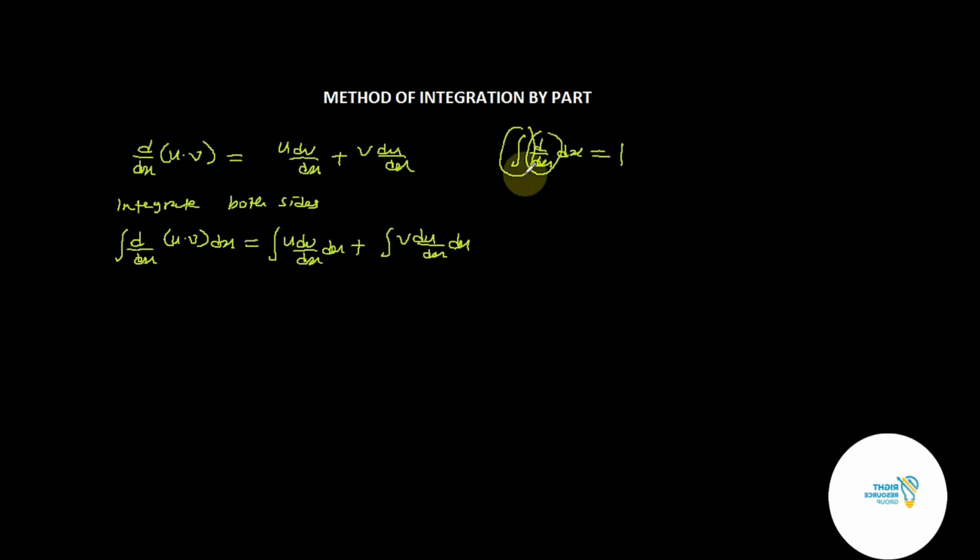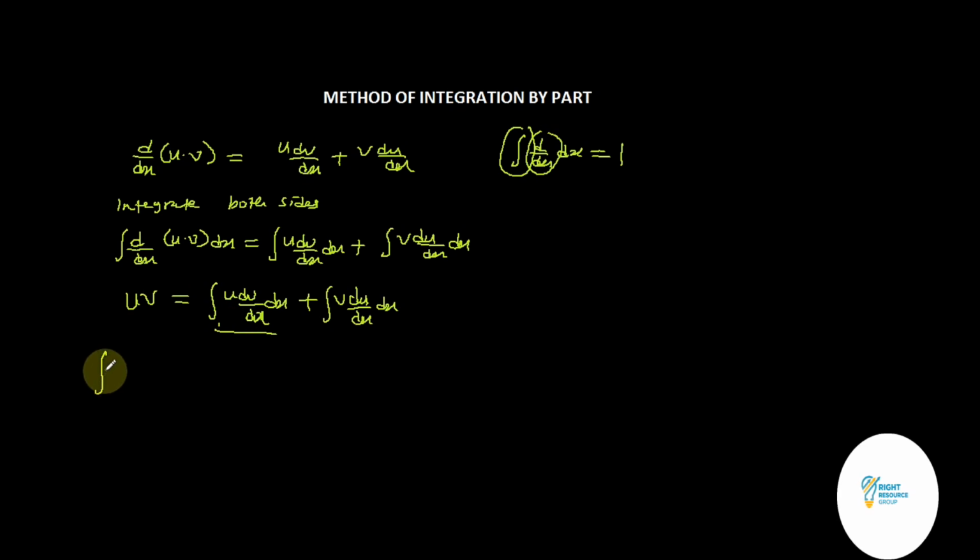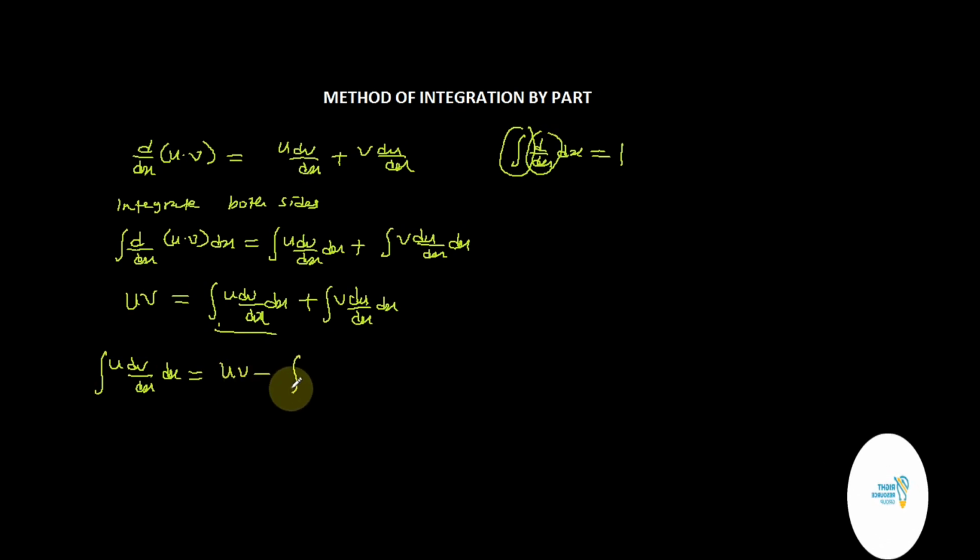Integration is the reverse of differentiation, so their product is going to give you 1. So we'll be left with uv equal to the integral of u dv/dx dx plus the integral of v du/dx dx. So let's make this the subject of the formula. If we do that, we're going to have the integral of u dv/dx dx equal to uv minus the integral of v du/dx dx.